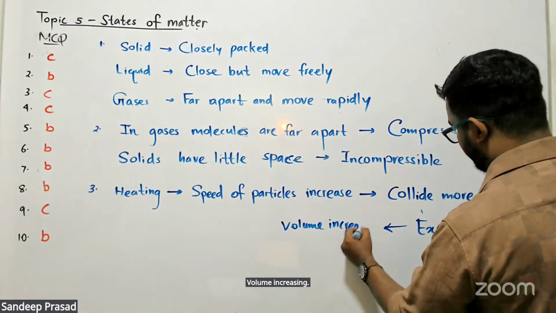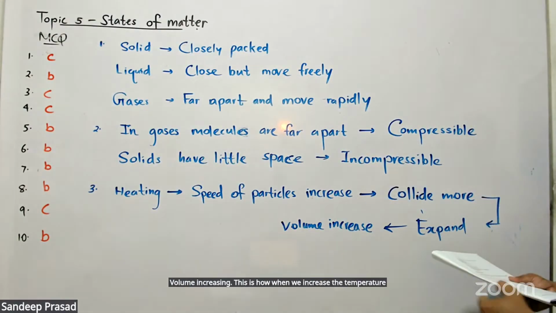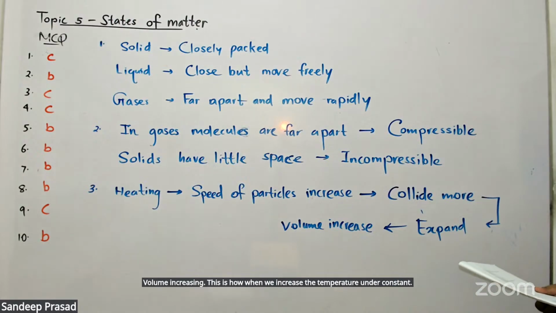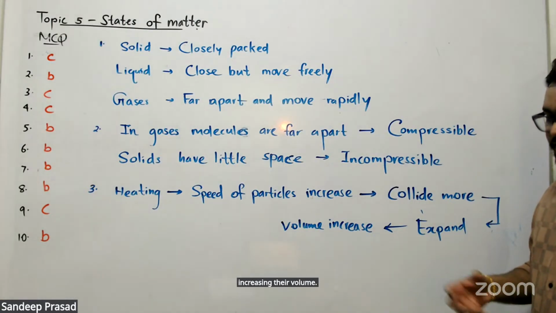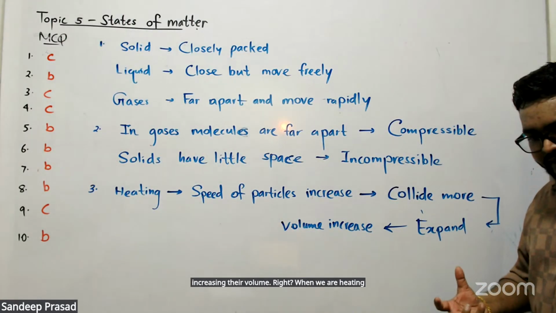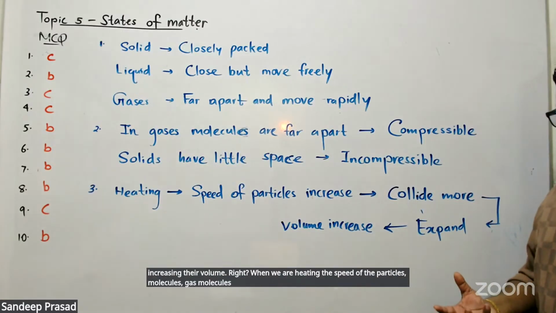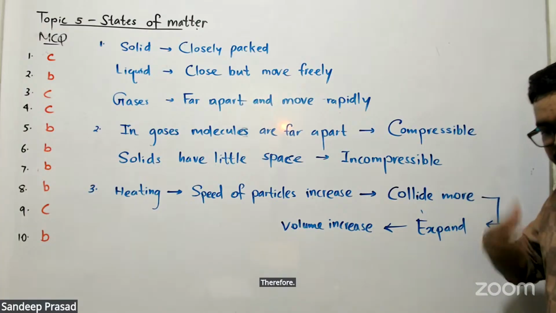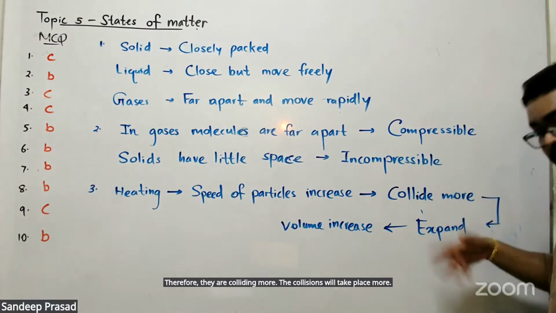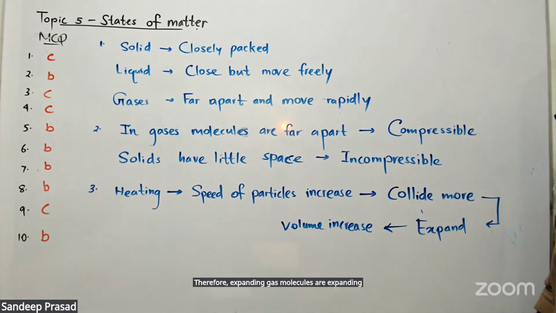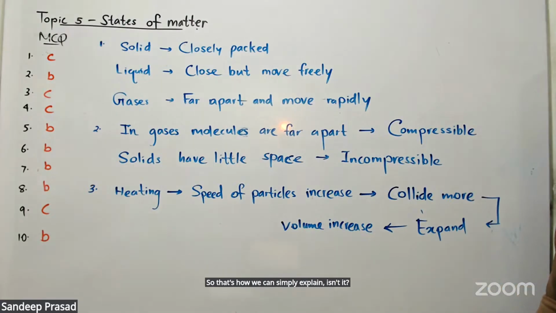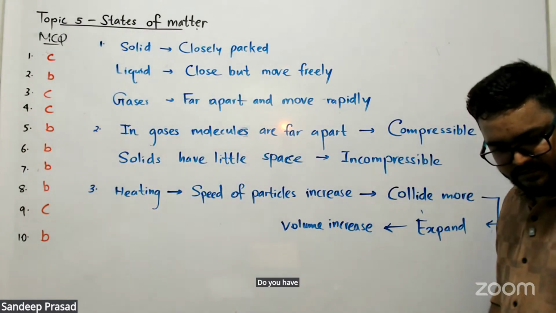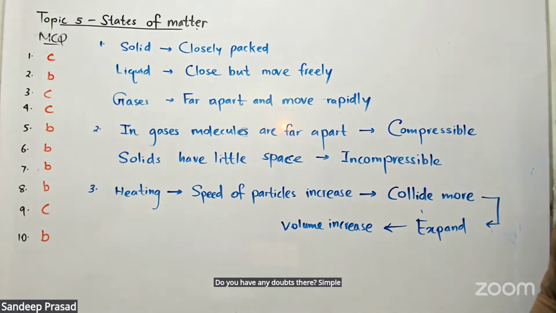This is how, when we increase the temperature under constant pressure, the gas is actually increasing its volume. When we are heating, the speed of the gas molecules is increasing. Therefore, they are colliding more. The collisions will take place more. Therefore, gas molecules are expanding. Therefore, the volume is increasing. So that's how we can simply explain it, isn't it? Can you understand it? Raise your hand, those who understood that. Do you have any doubts there? Simple, right? Very simple.